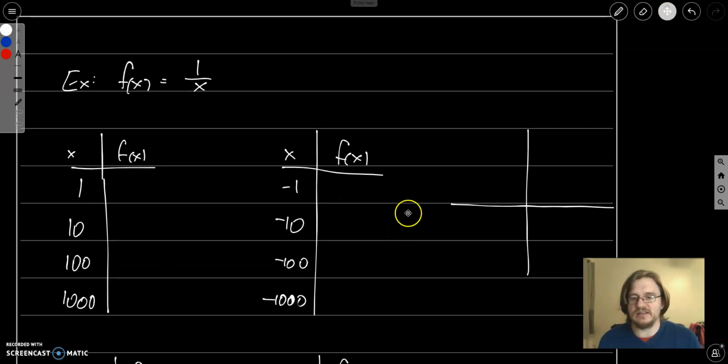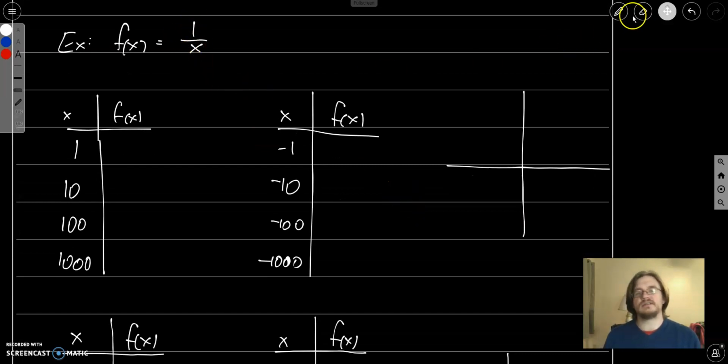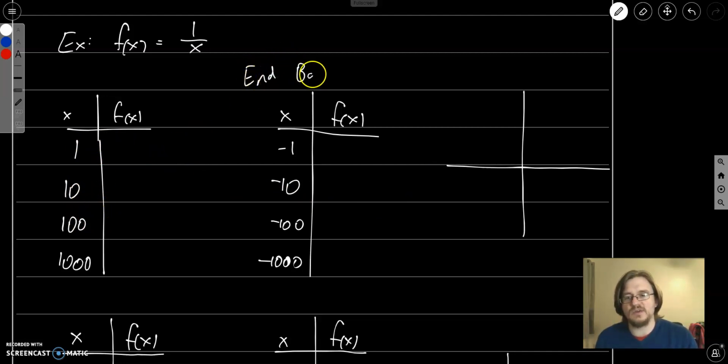So next up, I want to look at a very specific function. This is the function 1 over x. And I want to see what is the end behavior of this function. So again, with end behavior, this means I want to know what happens as x gets really, really big. So as we go farther and farther to the right, or if we go farther and farther to the left, what ends up happening? Well, if I plug a 1 in here, 1 divided by 1 is 1. 1 divided by 10 is 1/10. 1 divided by 100 is going to be 1/100th, or divided by 1,000 will be 1/1000th.